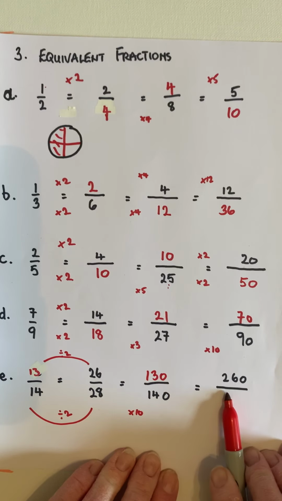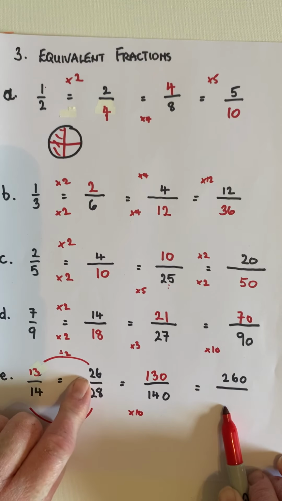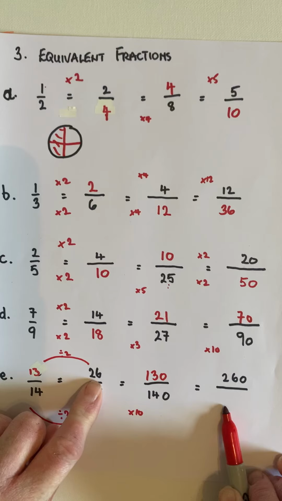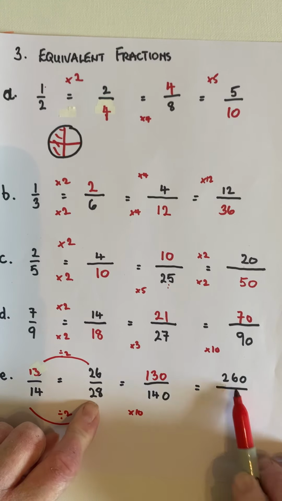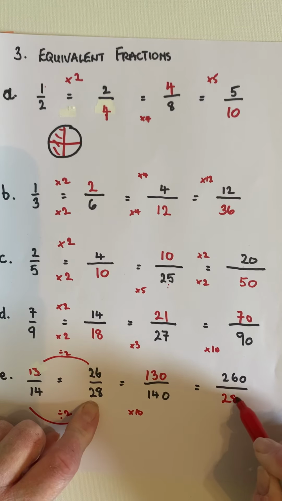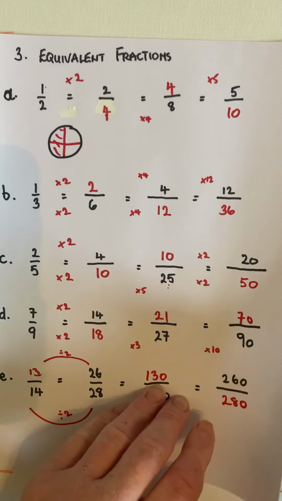Then I have the top number is 260. What goes on the bottom? Well, you could go back to the 26 over 28. 26 times 10 gives you 260. So I must multiply this by 10 and get 280. Okay. So that's part 3. Again, if you want to stop the video and go and do question 3, it's up to you.